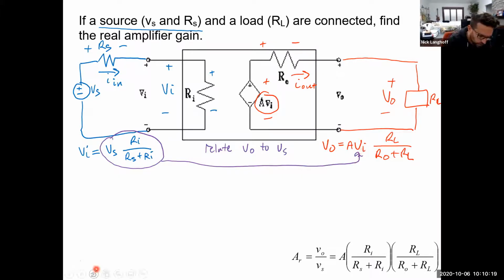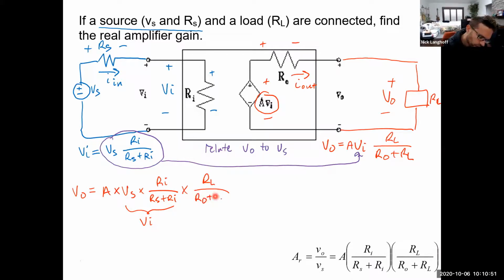All right, so then what we can do is we can write V out as a function of VS. So this is A times, instead of VI, I'm going to put VS in here because it was VS times RI over RS plus RI. Realize that this whole term here is just VI. And then we're going to put in the other voltage dividing action here, where this is RL over RO plus RL.